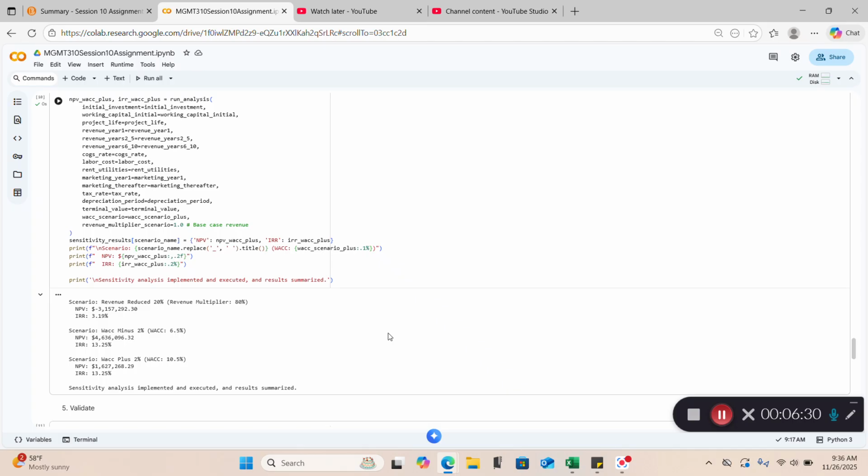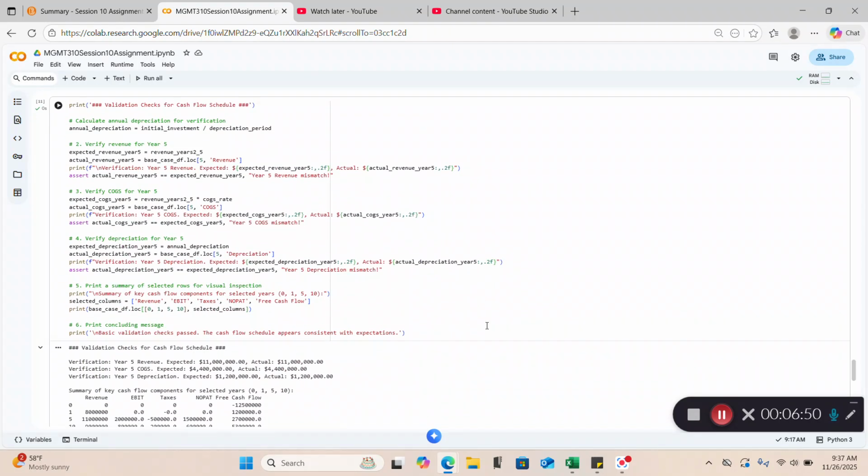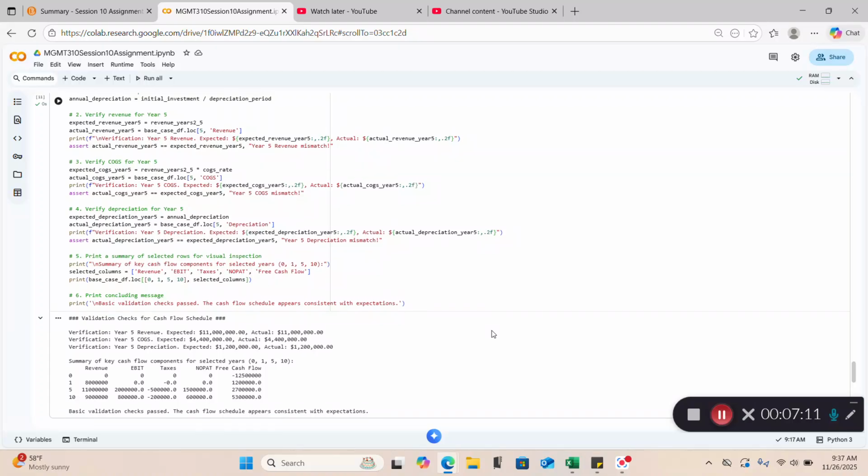With that third scenario of our WACC being plus 2%, so sitting at 10.5%, our NPV actually goes down to 1.6 million, give or take, with the IRR sitting again at 13.25%. So after we've done all that, we can begin our validation procedure, in which we calculate the annual depreciation for verification, and we want to verify the revenue and COGS, the cost of goods sold, for year 5, as well as our depreciation for year 5. After that, we can print out a summary and take a look at it.